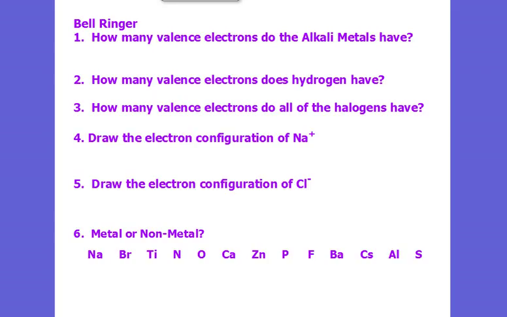So you find the alkali metals on ye old periodic table. Which column are they in? 1. Which coincidentally is the number of valence electrons they have. Did you know that? And then group 2 has 2. In fact, it's so easy.